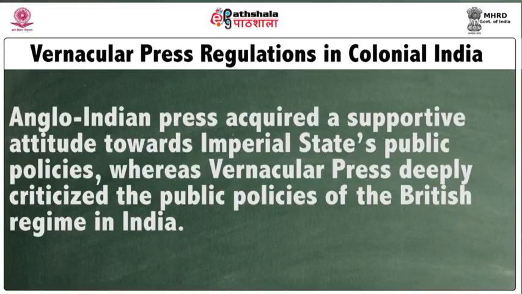Yet there was a clear difference in terms of treatment of the vernacular press, which was different from that of the Anglo-Indian press. And the reason was clear. Anglo-Indian press acquired a supportive attitude towards imperial state's public policies, whereas vernacular press deeply criticized the public policies of the British regime in India.